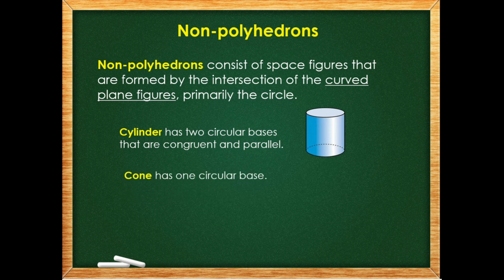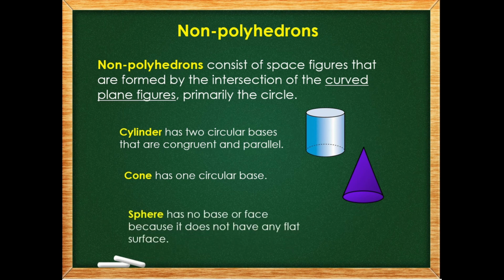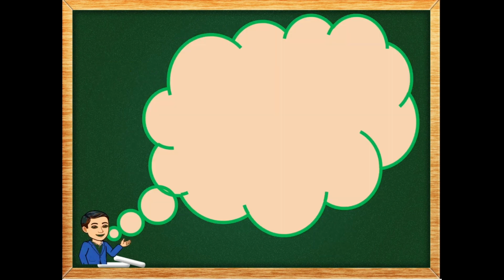Next example of non-polyhedron is a cone. A cone has 1 circular base. This is an example of a cone. Last example is a sphere. A sphere has no base or face because it does not have any flat surfaces. This is an example of a sphere.